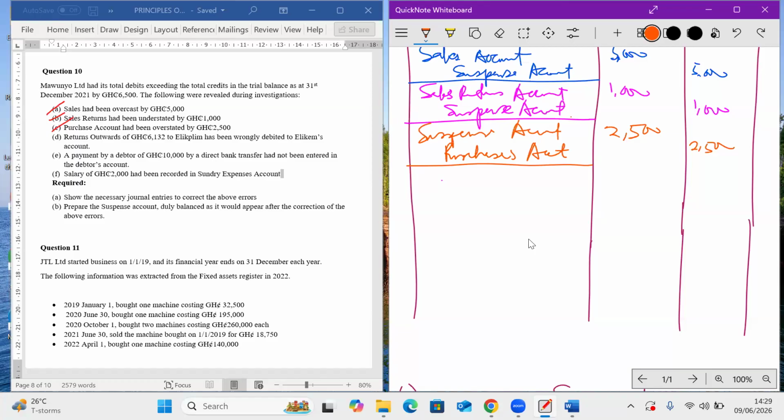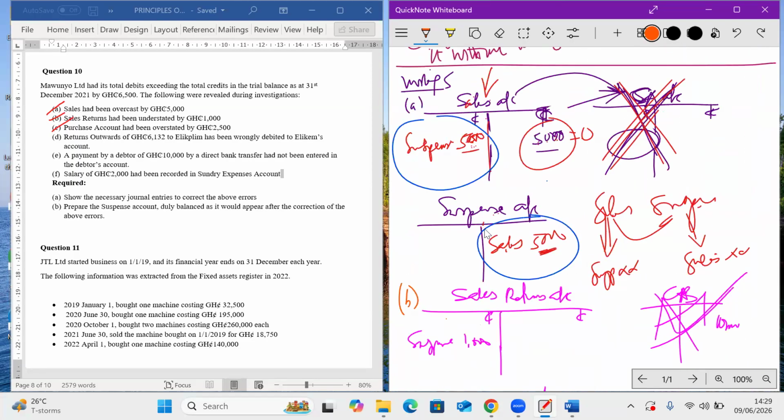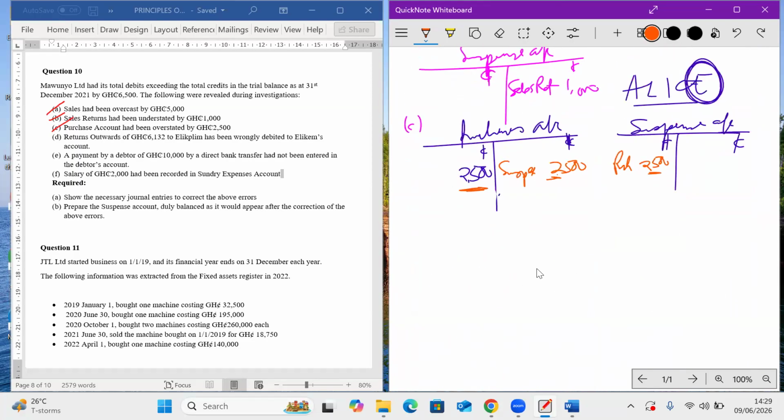Let's go to the D. Working D. You have to practice so that you can master it. It's not difficult. D. Who is reading? Returns outwards of 6,132 of Elikim was wrongly debited to Elikim's account.